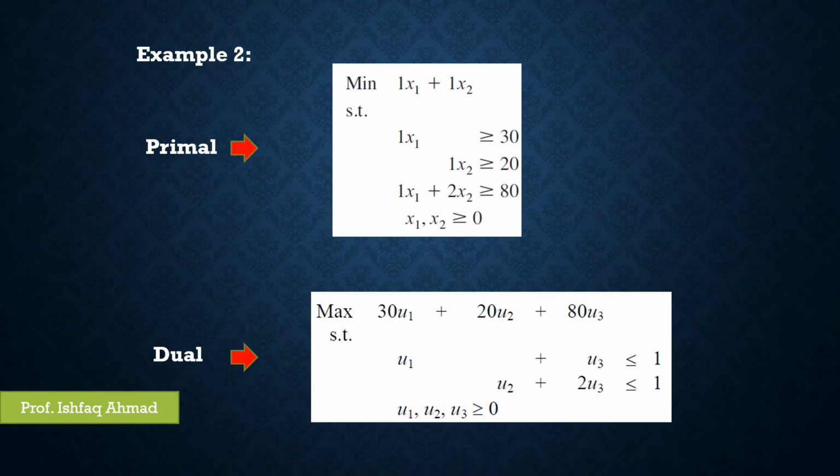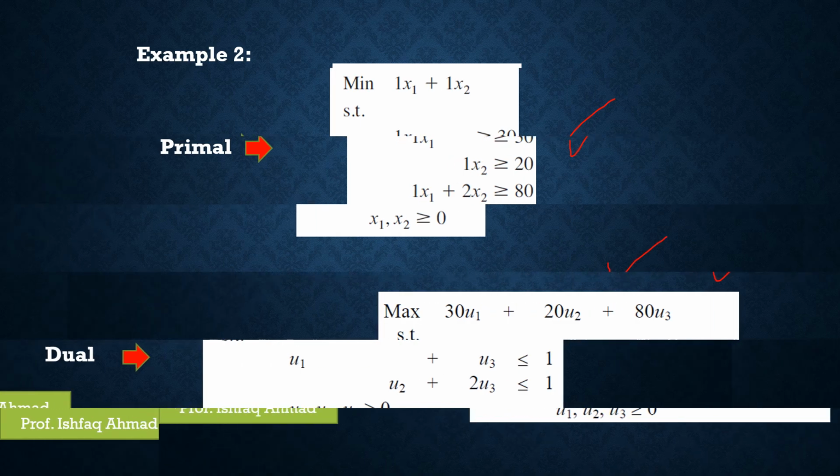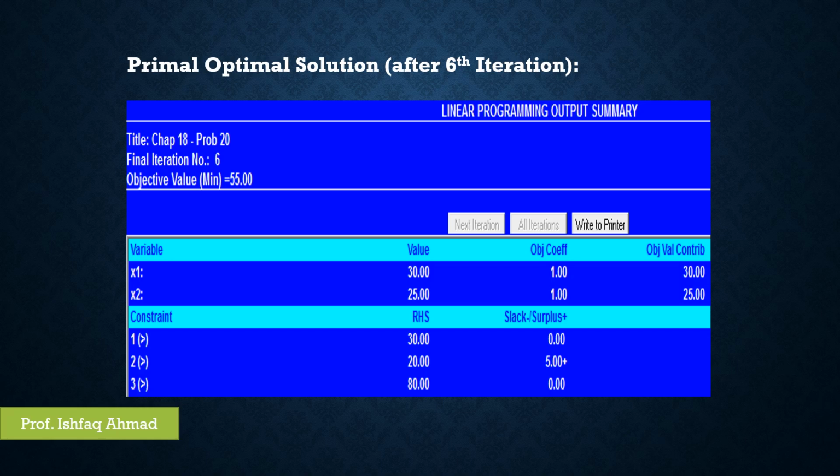Here is example number 2. Here is the primal for this example, and we have converted the primal into a dual one. That's the optimal solution of the primal, and please note that it's a TORA solution for the problem, and this final solution has been obtained after the 6th iteration. In this case we find 55 as the objective function value. That was minimization; the original primal problem was for minimization.